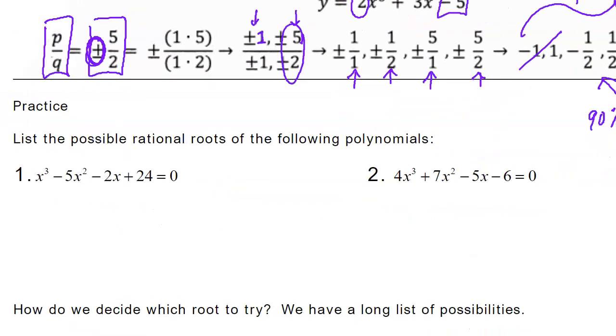Okay, let's try it. Let's find all of the possible rational roots for this polynomial. Right now, our q value is a 1, and our p value is a 24. So to find all my possible rational roots, you place p over q, 24 over 1. And this one is real easy because we have 1 as the denominator. So we only need to write out the factors of 24. What are the factors of 24?